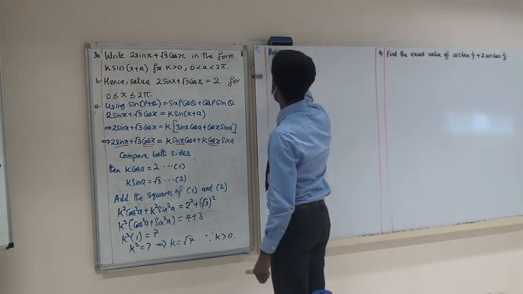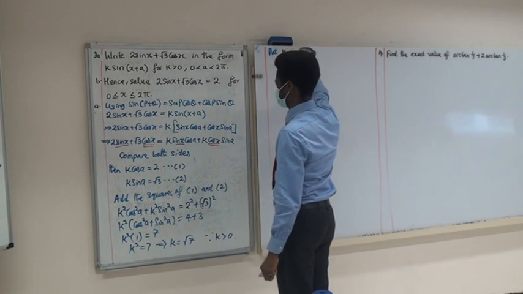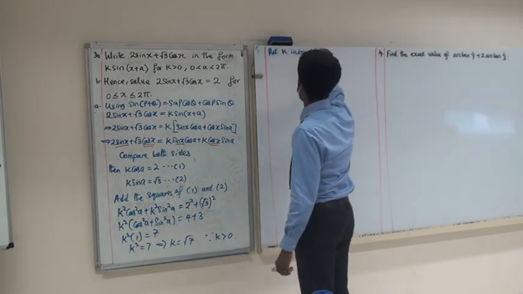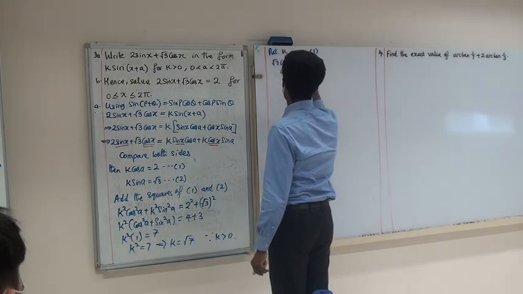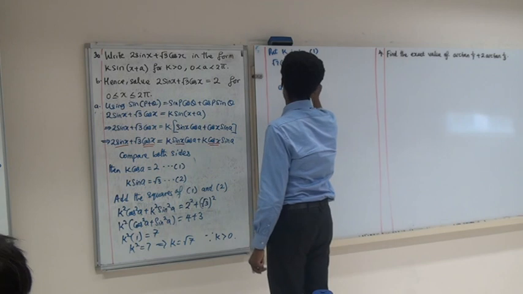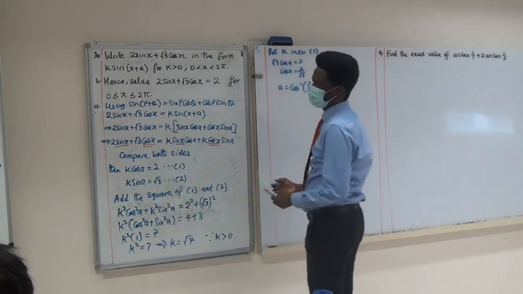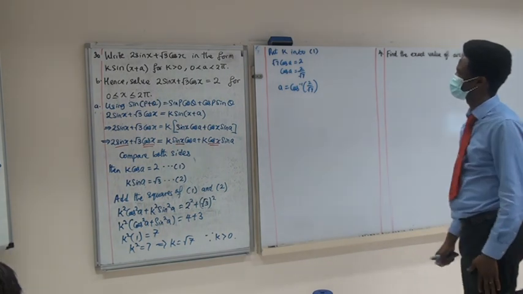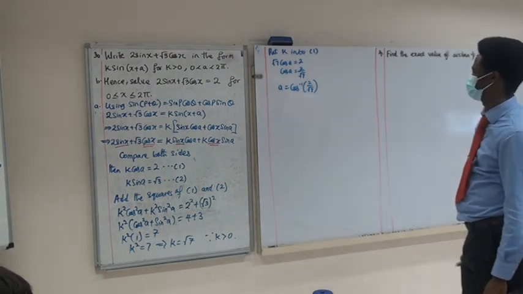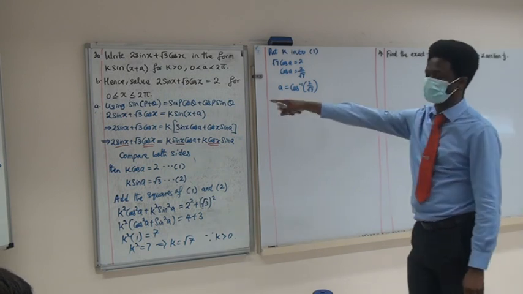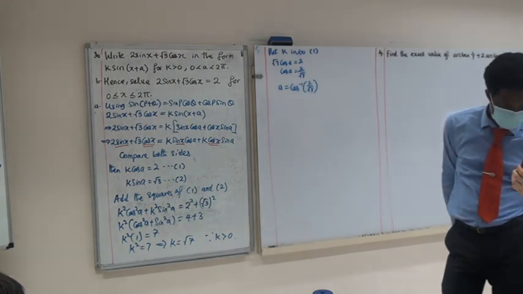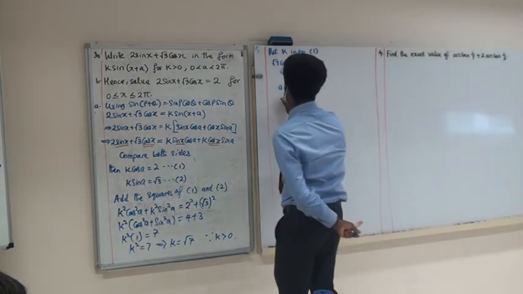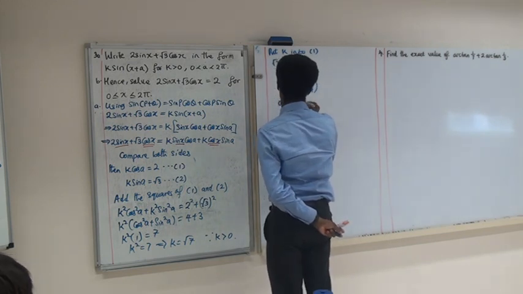Put k into any of the equations. Which one do you prefer? Let's say 1. So root 7 cos A equals 2, so cos A equals 2 over root 7, and A equals arccos of 2 over root 7. Usually there will be two possible values. Because this is in pi, put your calculator in radians. So A is equal to 0.713.